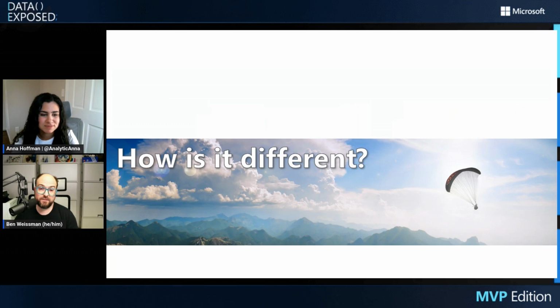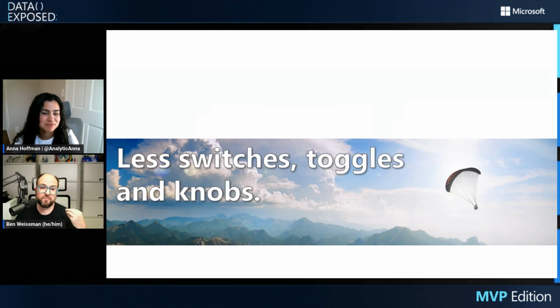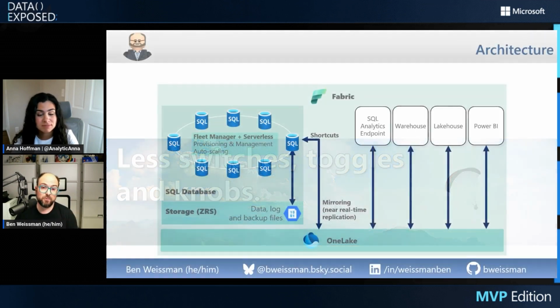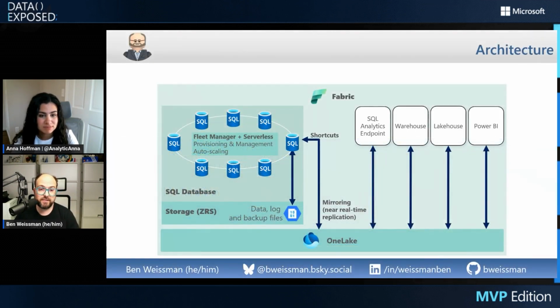Your answer may be different than mine, but to me it is just fewer switches, toggles, and knobs. That's the headline I came up with, because it comes with tons of things out of the box that I don't have to care about, but I also cannot care about. So when we look at SQL databases in Fabric, at first sight, it is a regular Azure SQL DB. So it is using those MDF files.